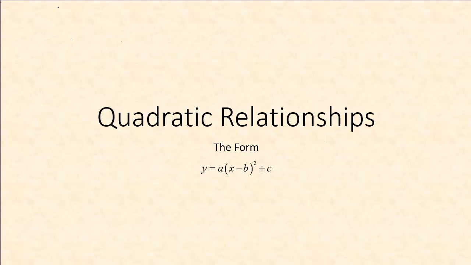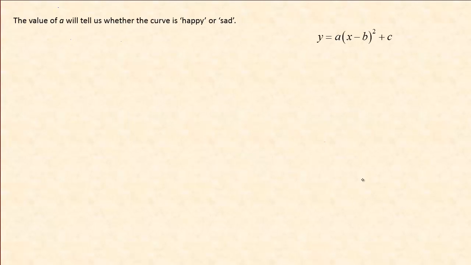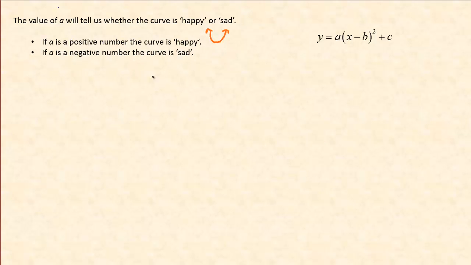The form y = a(x - b)² + c. The value of a will tell us whether the curve is happy or sad. If a is a positive number, the curve is happy. So when a is positive, we'll end up with a curve shaped like this. If a is a negative number, then the curve is sad. So we end up with a curve that's this shape.